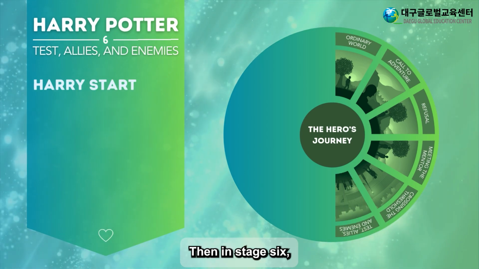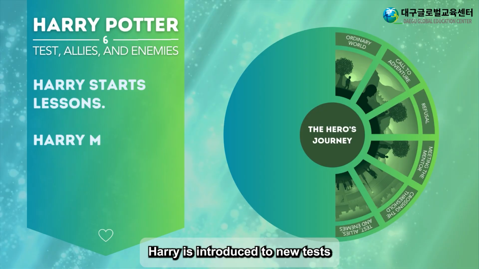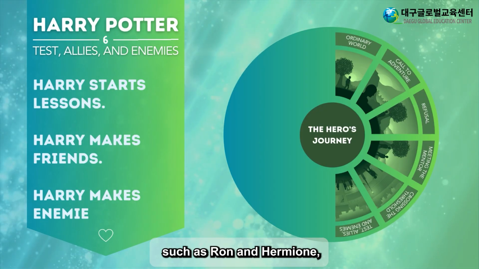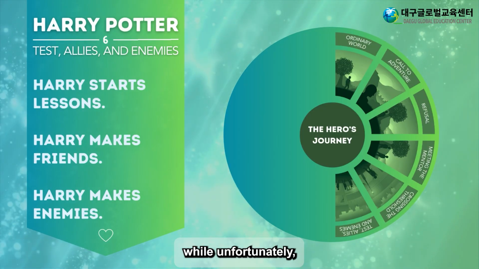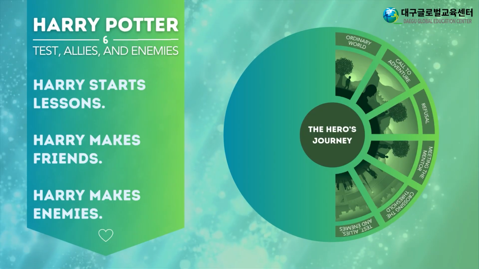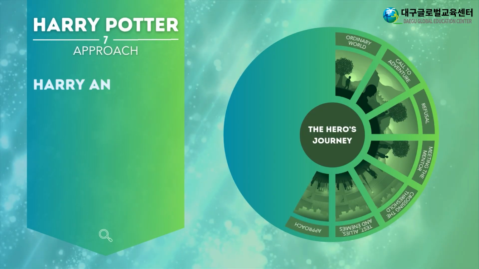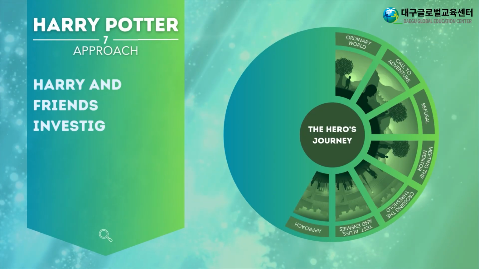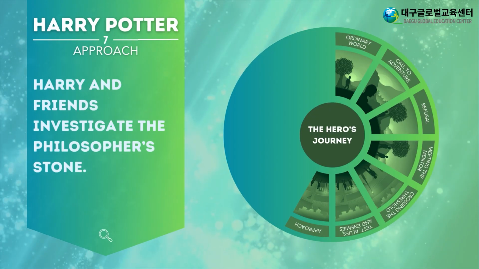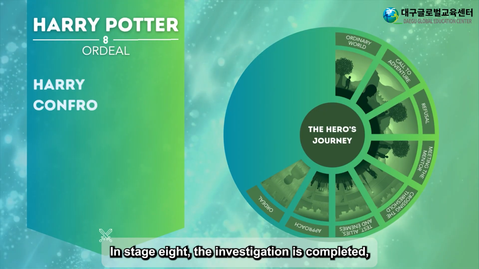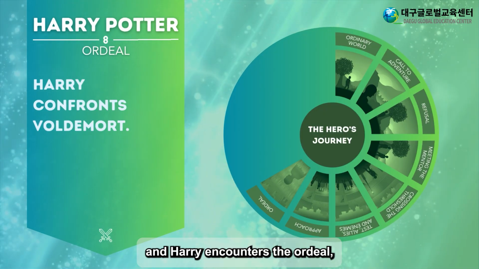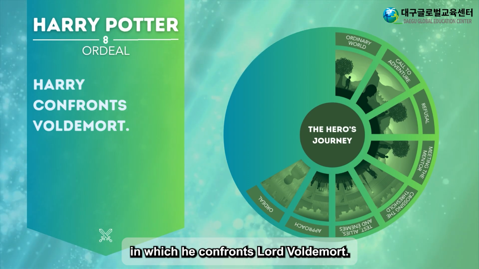Then, in stage 6, Harry is introduced to new tests in the forms of lessons. He also meets new friends, such as Ron and Hermione, while unfortunately meeting his enemy, Draco Malfoy. In stage 7, Harry and friends start their approach by investigating the Philosopher's Stone. In stage 8, the investigation is completed, and Harry encounters the ordeal, in which he confronts Lord Voldemort.